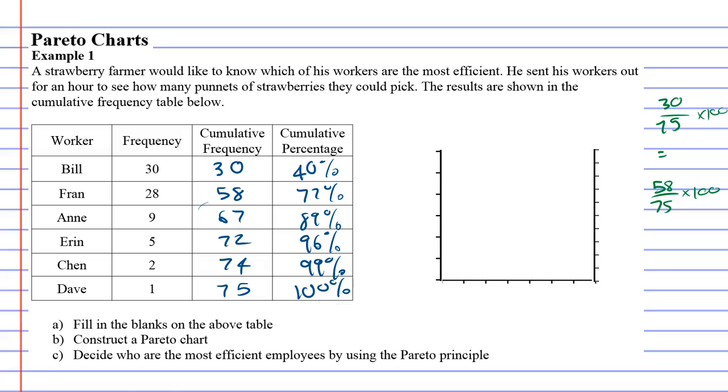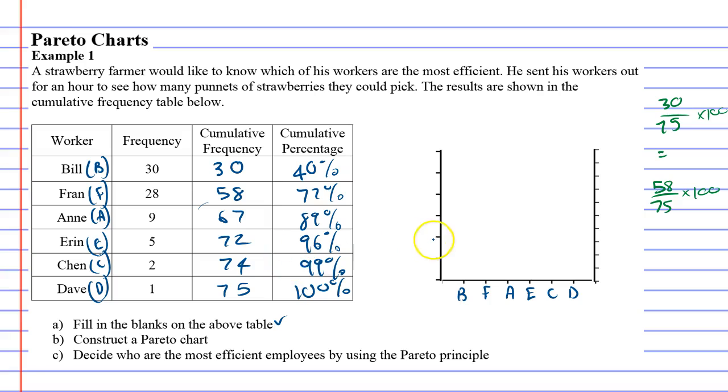Okay, so we've done question A. We've filled in the above table. Now we're going to construct our Pareto chart. Each worker, we'll just call them after the first letter of their name. It just makes it easier, otherwise our chart's going to get really crammed. So Bill is this one, then we've got Fran, Anne, Erin, Chen, and Dave.